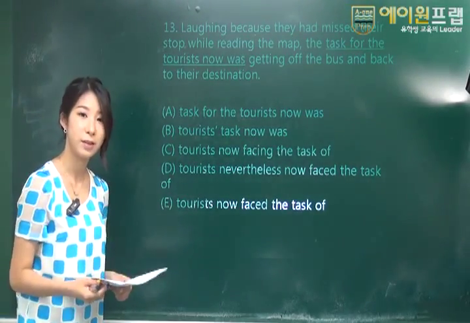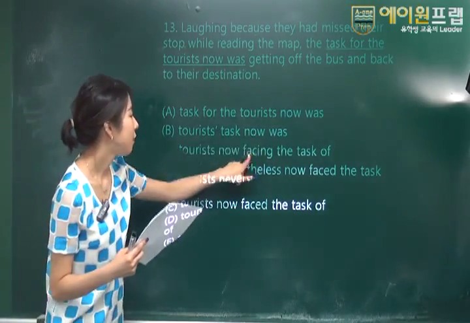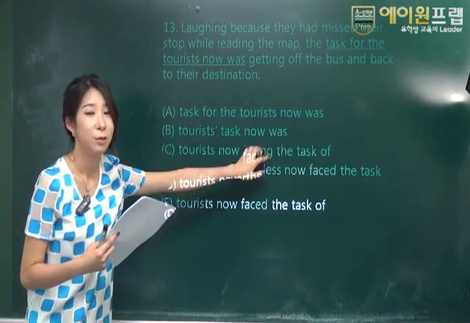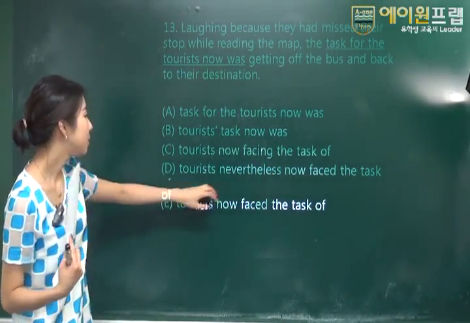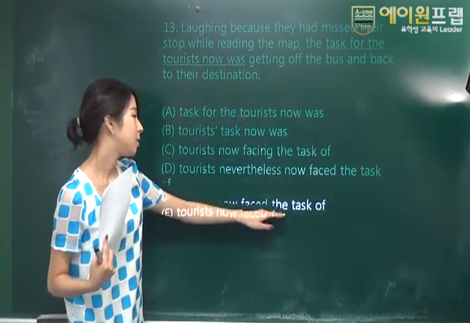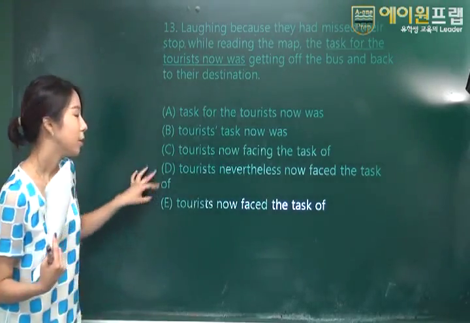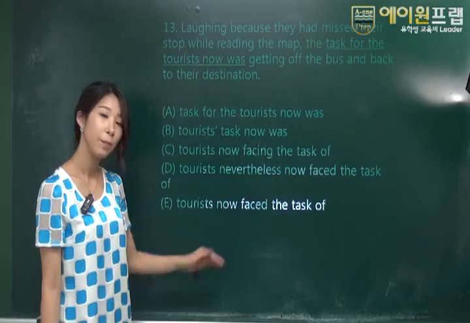It's missing a verb, so it's not a sentence, right? So it should be face, not facing. Because if we say facing, then it becomes adjourned, right? So D and E. Tourists nevertheless now face the task of. Tourists now face the task of. Okay. So the only difference between D and E is that D has the word nevertheless and E doesn't.